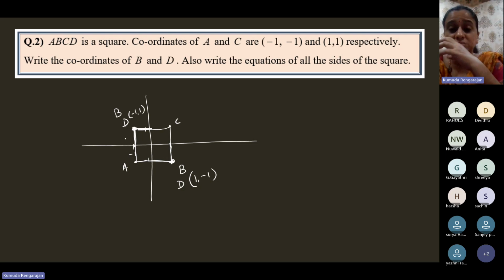Unless they specify the quadrants in which the vertices lie, if they specify that B lies in the second quadrant or B lies in the fourth quadrant, then it will be a fixed address for B and D. But because we have no specifications here, if this is B, then this is D.